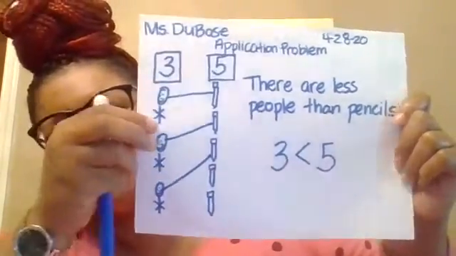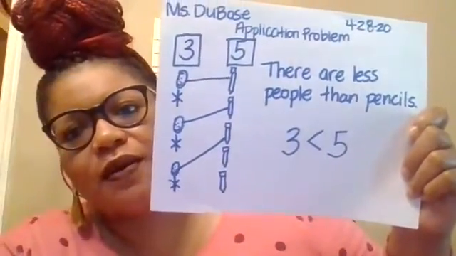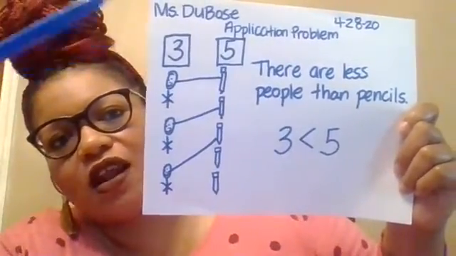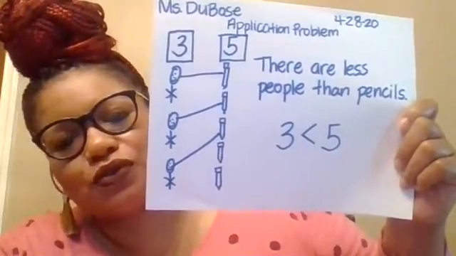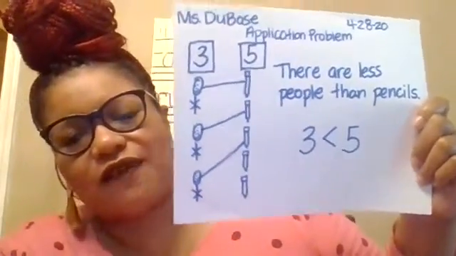Because we're doing less than comparison today, my sentence says there are less people than pencils, and 3 is less than 5. All right.